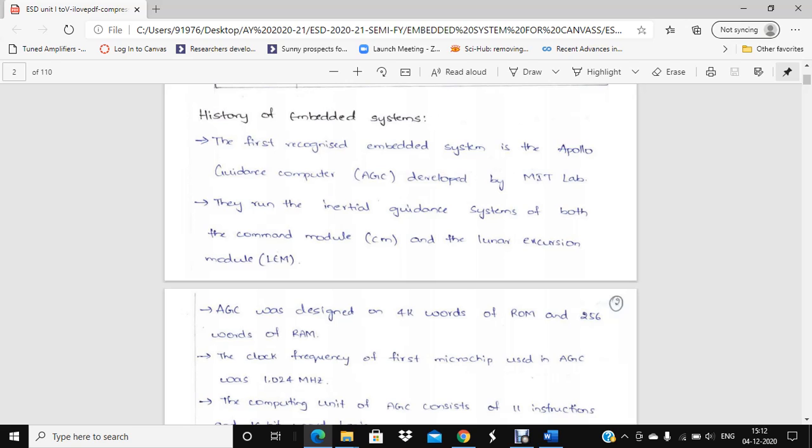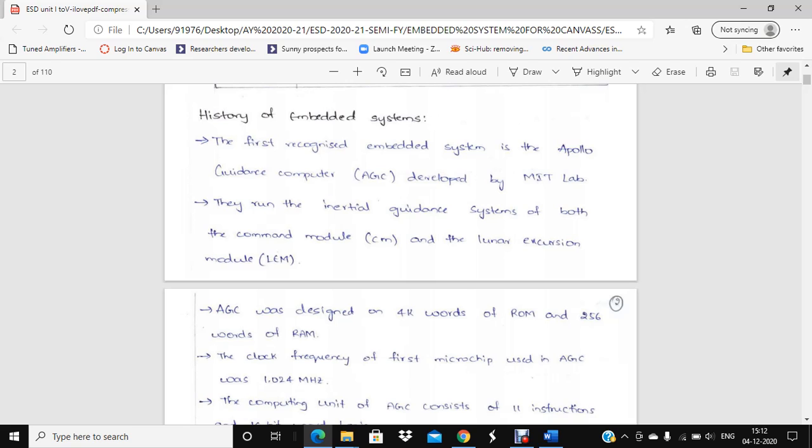Now according to the history of embedded system, the first recognized embedded system was the Apollo guidance computer. It's called AGC, and it was developed by the MIT lab. So what are the specifications? The specifications are 4K ROM was used.